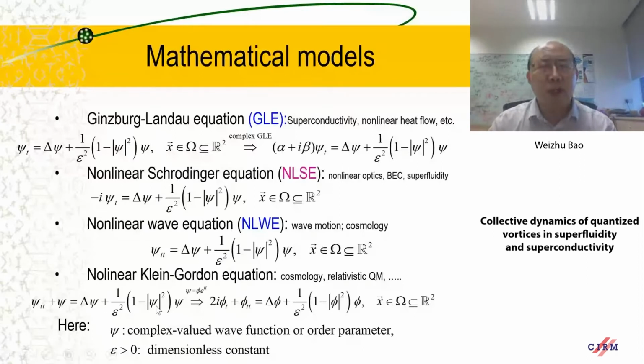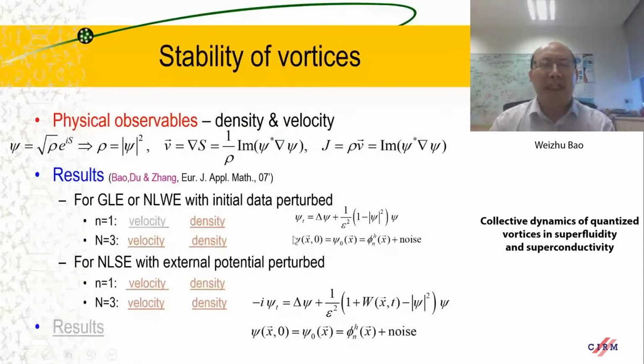However, for the linear Schrödinger equation or GPE, if you perturb the initial data, they are dynamically stable for any n because the angular momentum is conserved. But if you perturb the internal potential, for example, then n equal 1 or minus 1 is dynamically stable, while if n is bigger than 1, and epsilon n is bigger than 1, it is dynamically unstable, something like that.